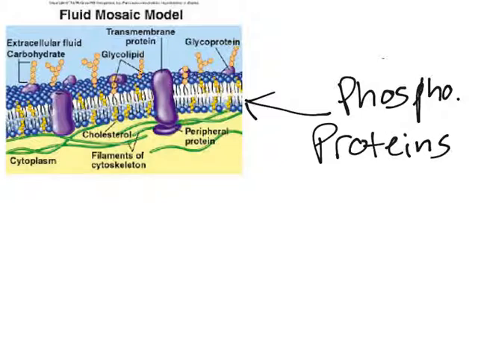which essentially act like channels that allow certain chemicals and things to get into the cell that normally wouldn't be able to get into the cell. And then finally there's cholesterol. And the cholesterol essentially helps maintain the fluidity of the membrane. So it allows a membrane to have flexibility, so to speak.